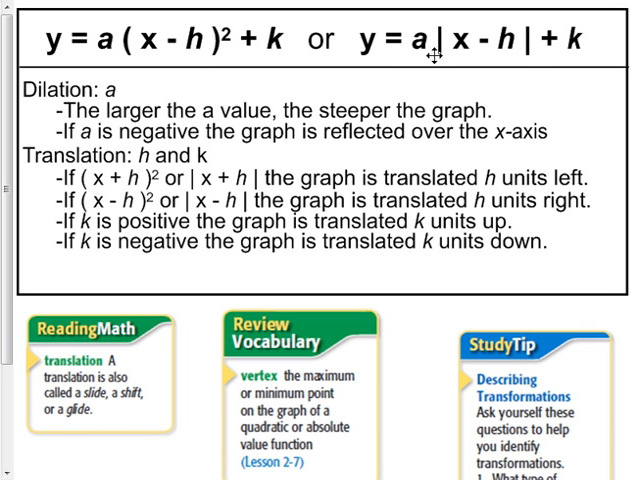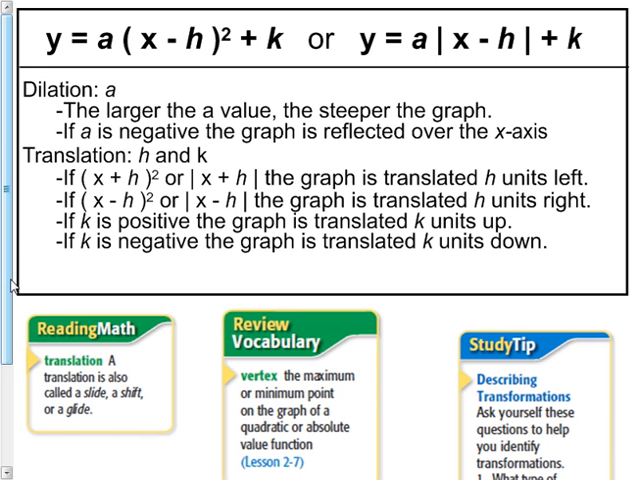A affects the steepness of the graph. H affects if it shifts left or right. Notice if it's plus, it's shifting to the left. If it's minus, it's shifting to the right. That's kind of backwards of what we would expect it to be. And then the K value at the end, the constant, is up or down. And again, if it's positive, it goes up. If it's negative, it goes down. That's kind of like what we expect it to be. The H is the one that trips us up because that's opposite of what we think it should be.